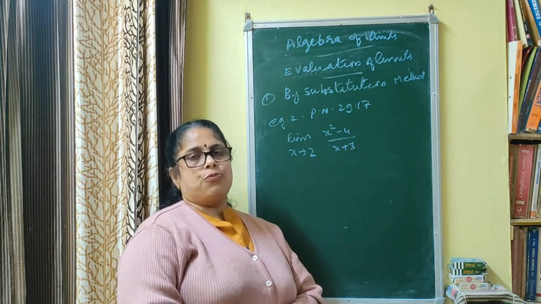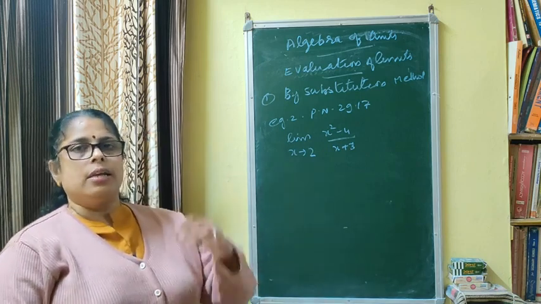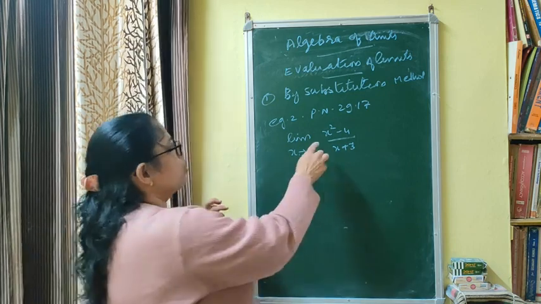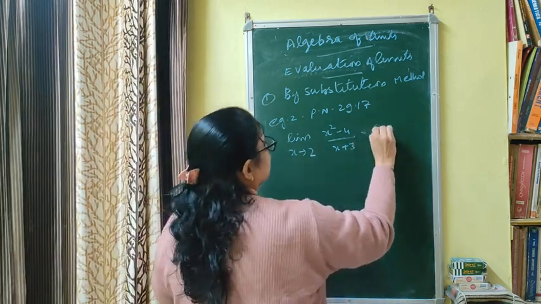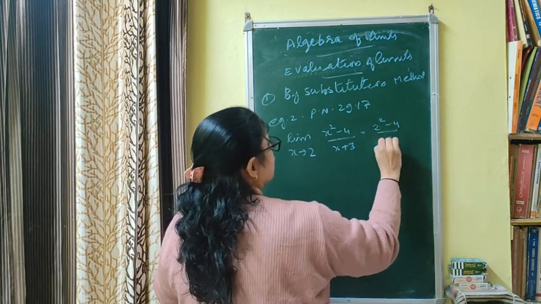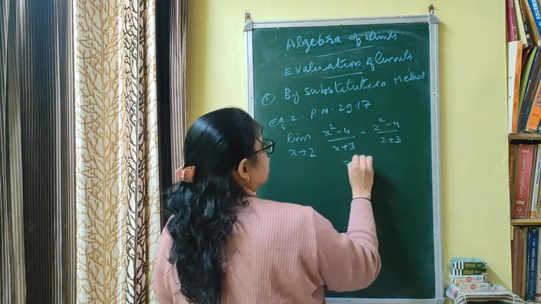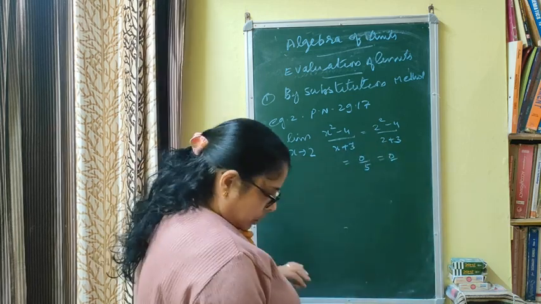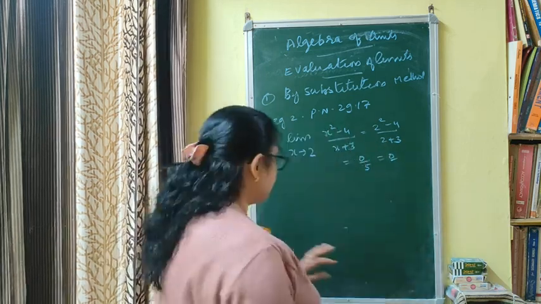If you get a not defined form or an indeterminate form, then you can use factorization or rationalization or any of the identities. Now if you put the value, you will get directly 2 square minus 4 upon 2 plus 3, that is 4 minus 4, 0 by 5, that is 0. That is, it is a finite value. If it is not a finite value, then you have to do any other method.